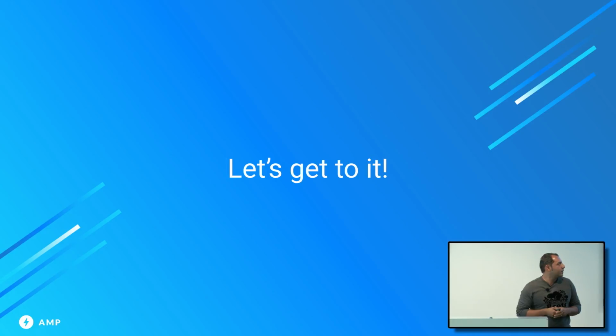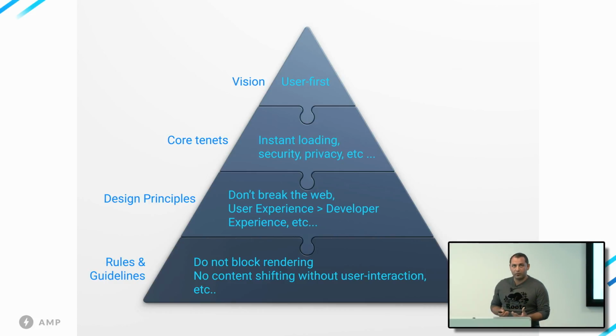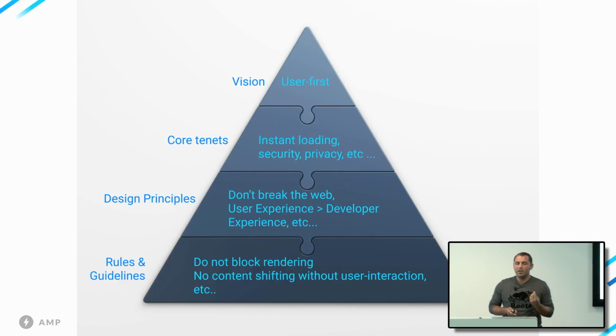All right, so what are these principles that I'm going on and on about? Well, there are multiple layers of principles. And as we go down this pyramid, at first we have the vision, which we talked about is a user-first format for the web. Then there are core tenets, and there are design principles, and there are rules and guidelines. And as you go down these layers, each layer becomes more detailed, but at the same time more flexible. You can technically change the stuff in one of the bottom layers, and as long as it rolls up to the principles of the layer above, we are still good.